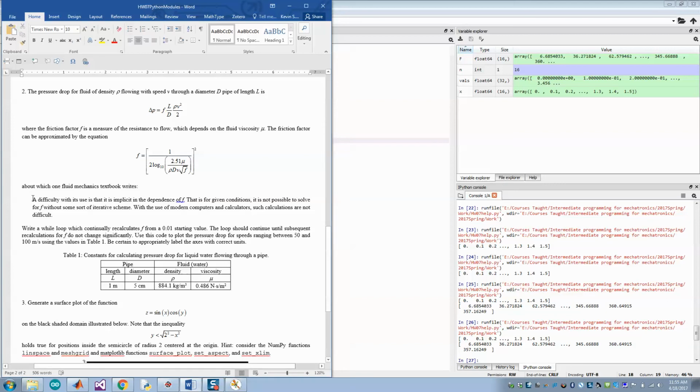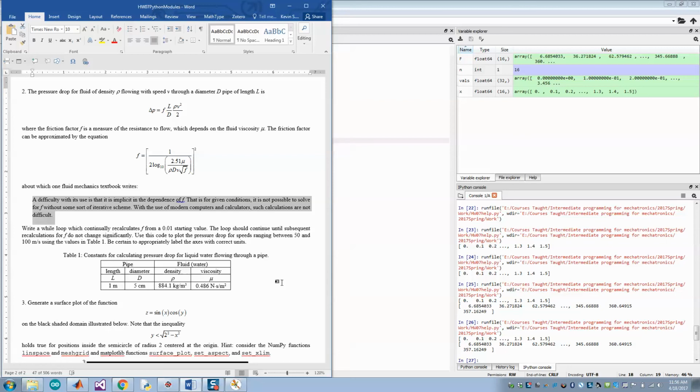And it's really interesting. When I was teaching fluid dynamics, I had a book that made this statement here. It says, the difficulty with its use, that is this equation right here, is that it's implicit in the dependence of f. That is, for given conditions, it's not possible to solve for f without some sort of iterative scheme. But of course, with the use of modern computers and calculators, such calculations are not difficult. Well, maybe not for you, but many of us may not have done this before.